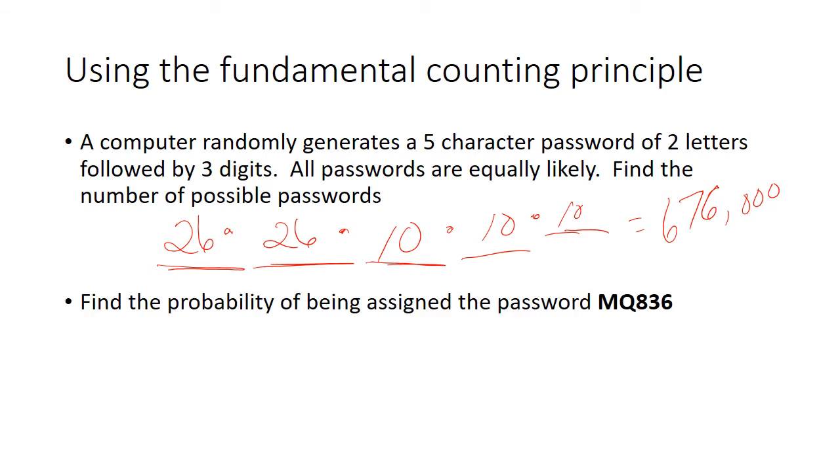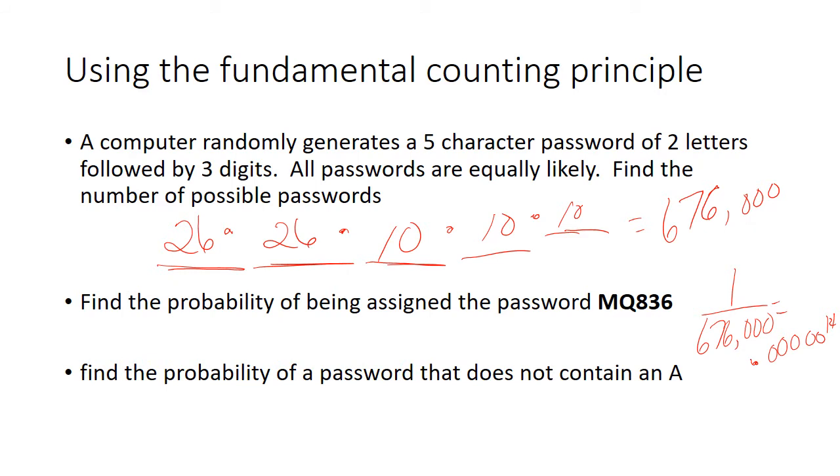So let's find the probability of being assigned the password MQ836. Well, that is the only order that that password could come in. So the probability of that is going to be 1 in 676,000. Or if we take that as a decimal, we would say 1 divided by 676,000, and we would get 0.000014. That's pretty unlikely that you would get that particular password.